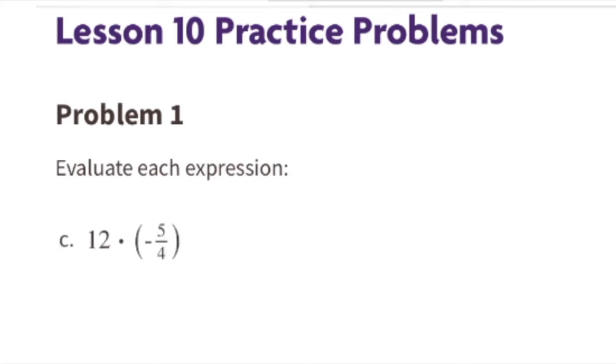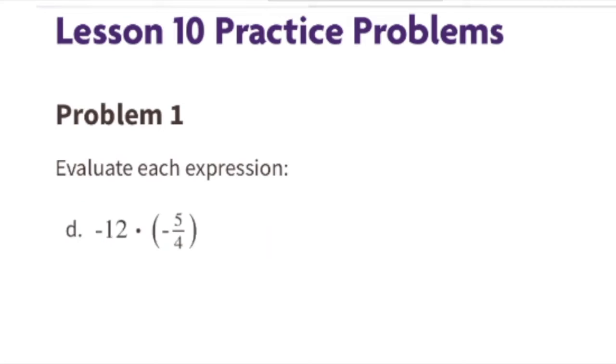C. 12 times -5/4. We could cross cancel if we want. 4 divided by 4 is 1. 12 divided by 4 is 3. And we can rewrite this expression as 3 times -5. And the value for this expression is -15.